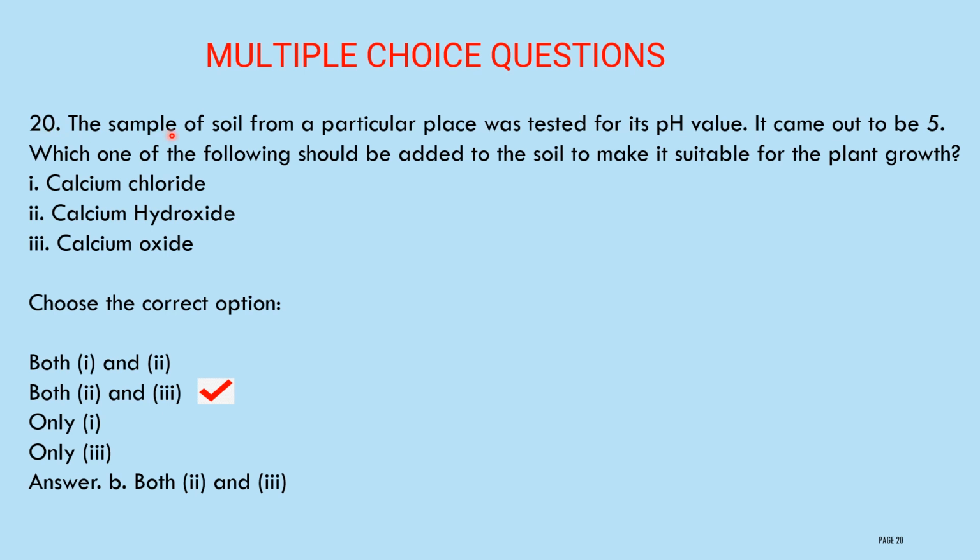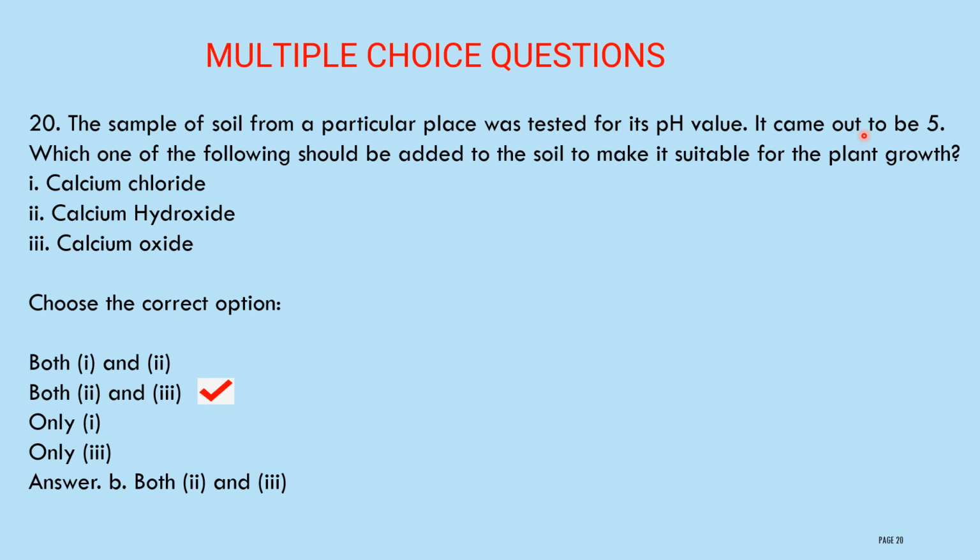Question number 20. The sample of a soil from a particular place was tested for its pH value. It came out to be 5. Which of the following should be added to the soil to make it suitable for plant growth? For a particular plant to grow, the normal pH range of a soil is from 6.5 to 7. In that range, if you put a plant, it will grow properly and you will get a good yield of a crop. Therefore, you have to increase the value of pH from 5 to 6.5 to 7.